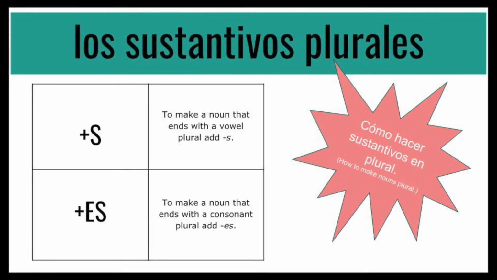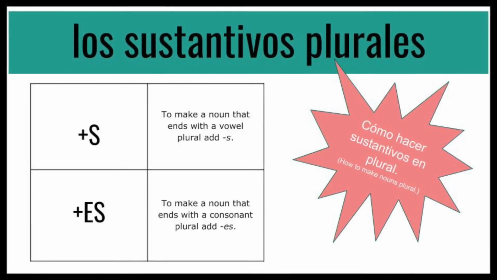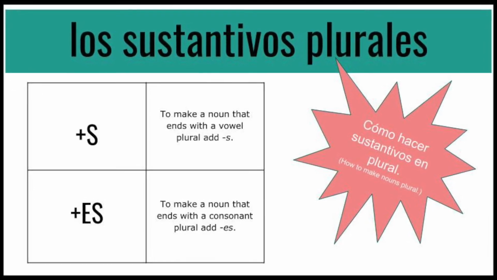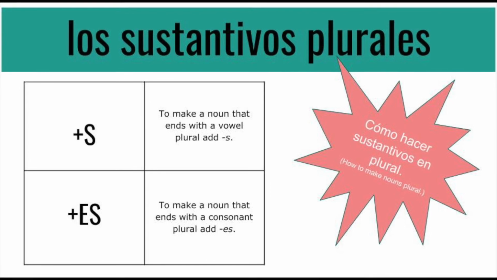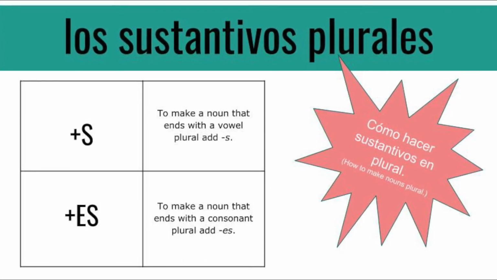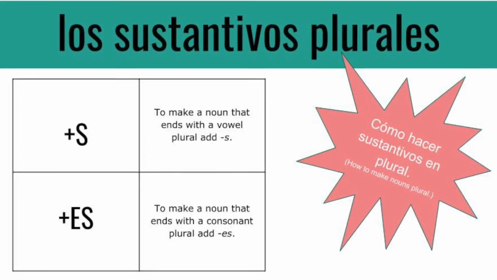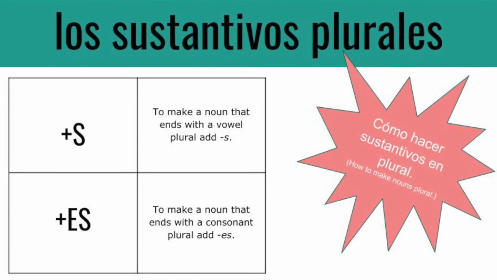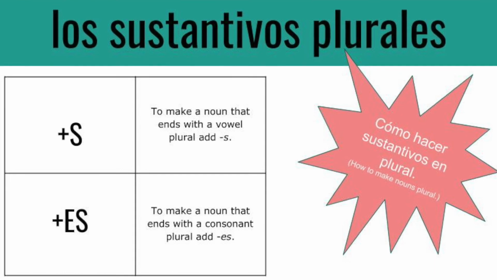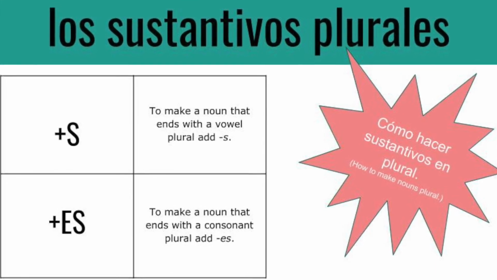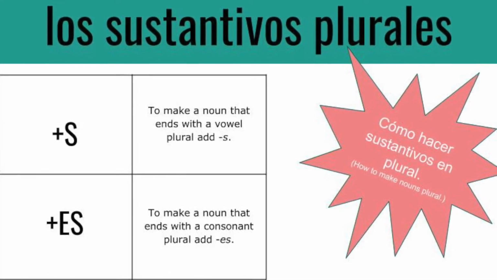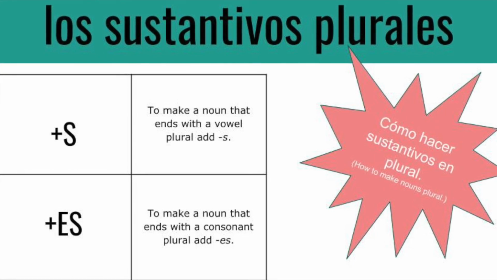Oh yes, one more thing before we practice placing artículos definidos before sustantivos. Let's review how to make sustantivos plural. To make a noun that ends with a vowel plural, simply add s. To make a noun that ends with a consonant plural, you need to add es. You'll see in just a moment why I reviewed that.